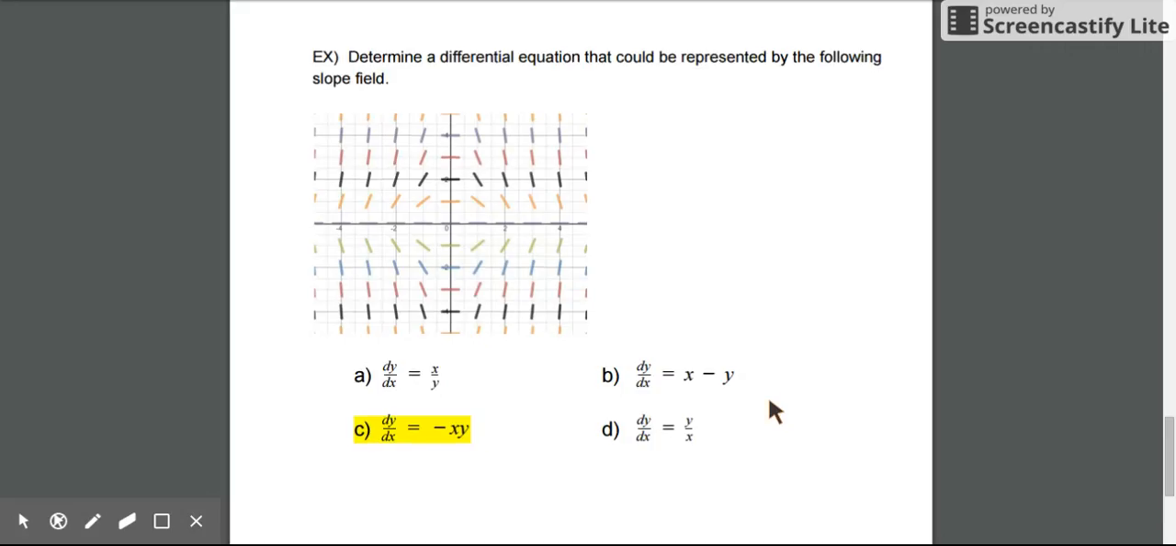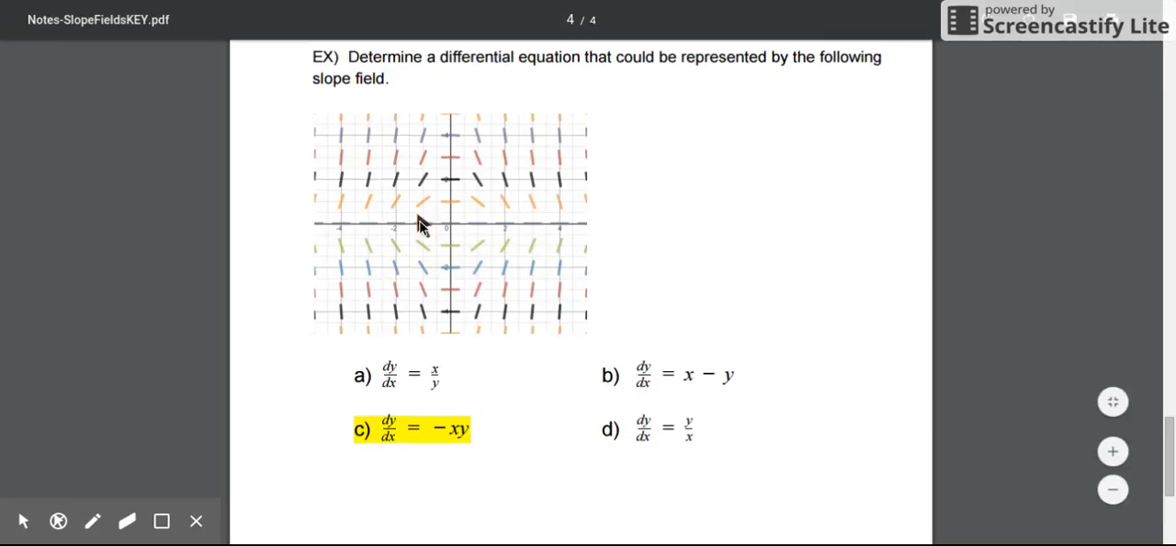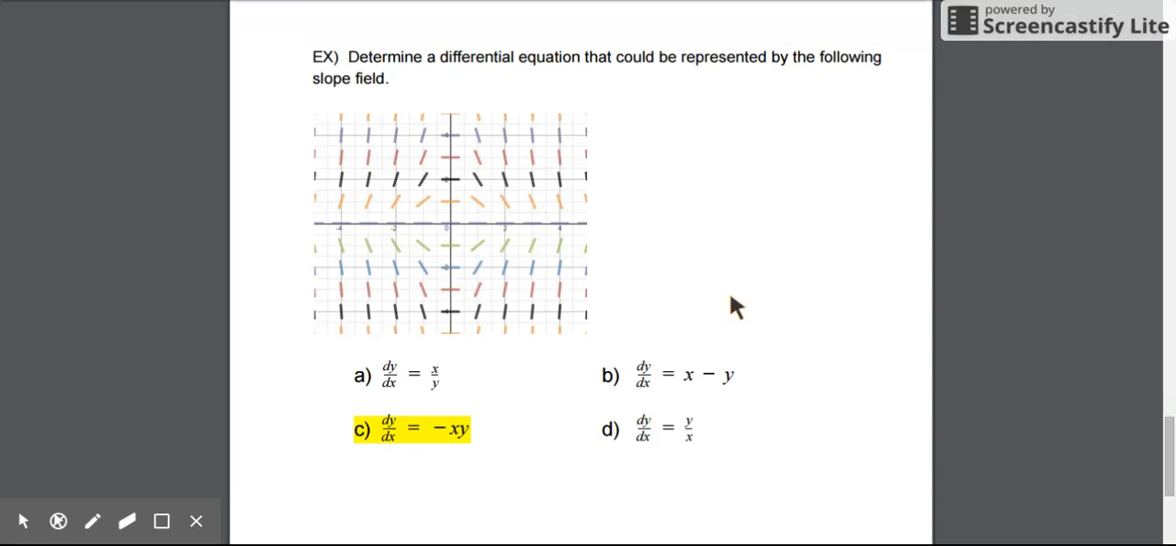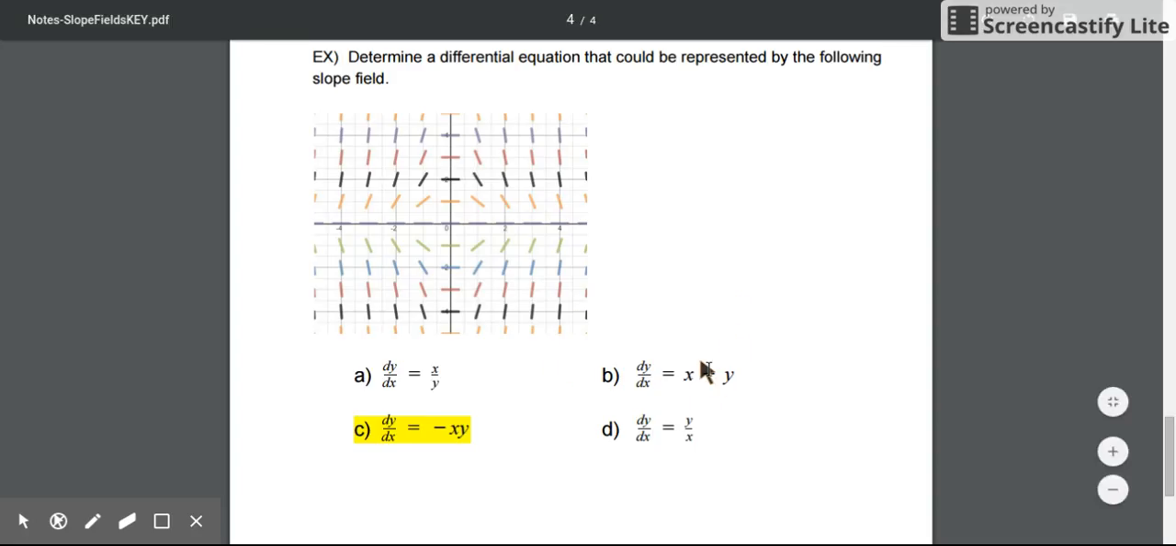One more time, you can do the same thing. Try out some coordinates, plug them into each of these differential equations, and see which one of them best represents the slope field. And in doing so, hopefully you choose C. So that's an introduction to slope fields. They're representing possible solutions to the differential equation.